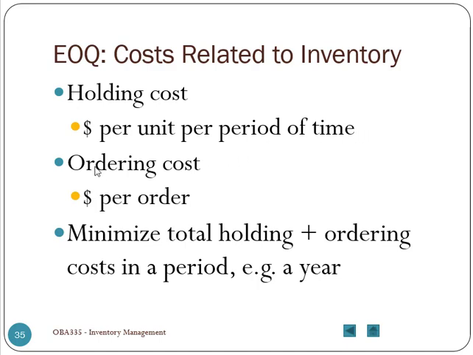On the other hand, there's also ordering costs. Ordering costs are measured by dollar value per order. No matter how much you order every time, you always pay the same amount to place that order, such as paying the truck driver to deliver the products to you. Whether you order 10 units or 1,000 units, whether it's a full truck load or half truck load, you have to pay the driver the same amount. So ordering costs are measured by dollar value per order.